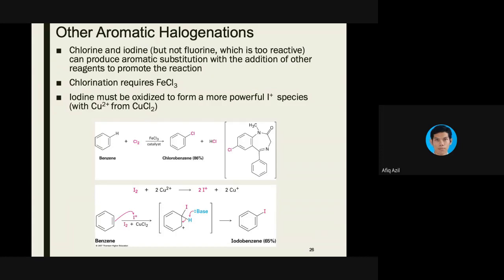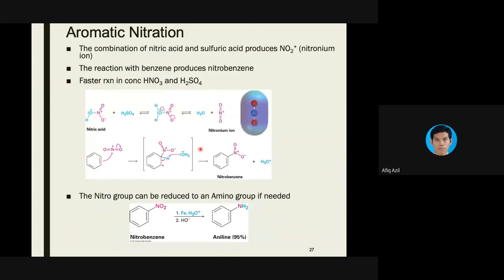But for iodination, the catalyst is slightly different, in which the iodine will be turned into an I plus ion first, using copper chloride. But fluorine, as you can see here, is too reactive, so the reaction is not listed. So only 3 for halogenation that you must know in terms of the reagent and reaction condition.